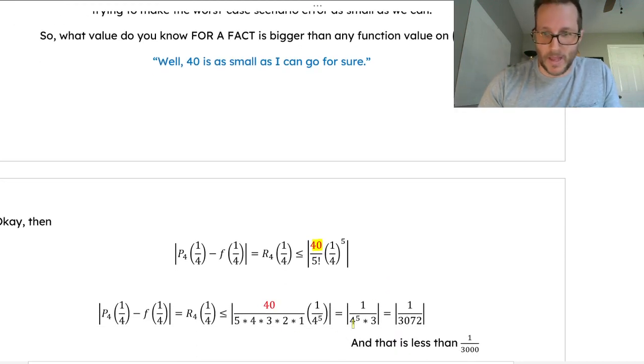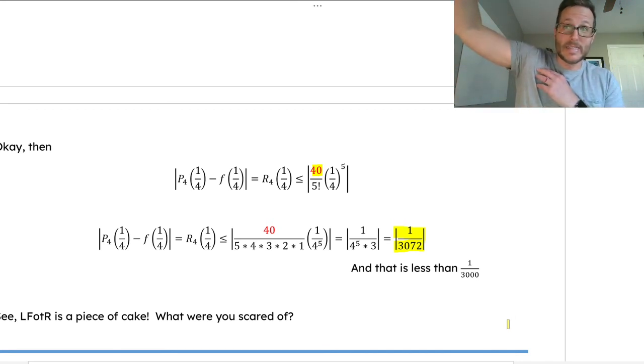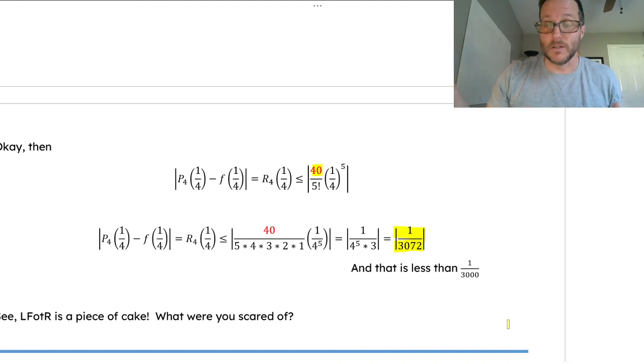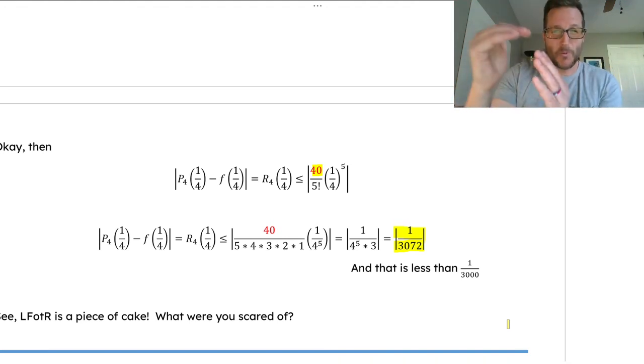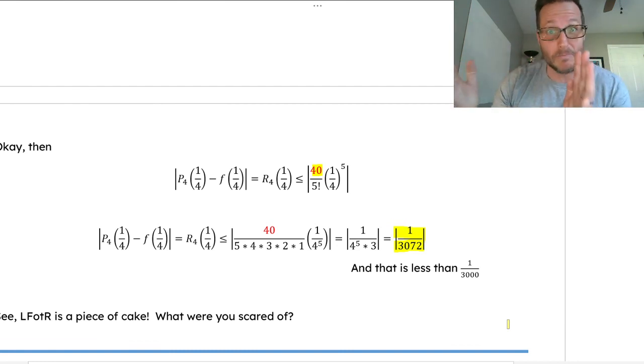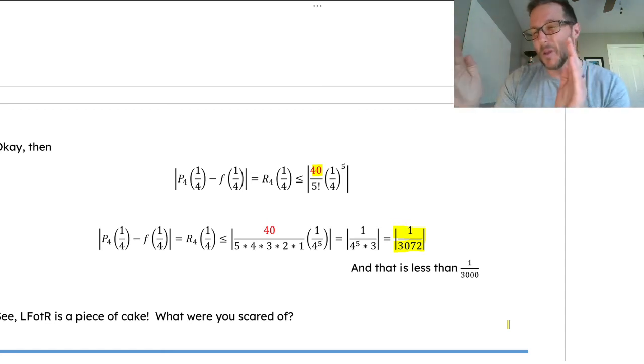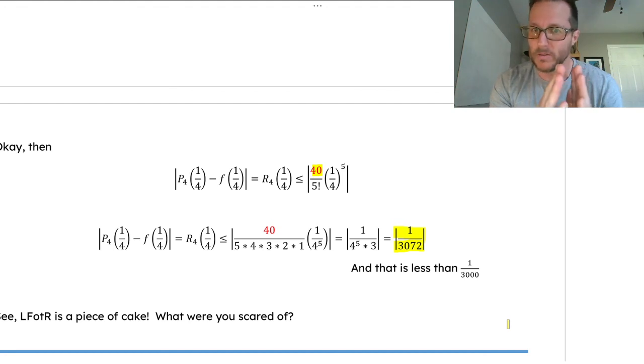So multiply it all out, simplify, I get that the 40 over 5 factorial times 1/4 raised to the 5th is equal to 1 over 3072. And folks, that's less than 1 over 3000, and that's what we needed to show, so we did it. If we go too big, then our error is bigger than 1 over 3000. If we go too small, remember, going too small doesn't help you, because if you make your error too small, you may not get the actual value. There's an exact value. We can go just a little bit bigger and that's okay, but we can't go smaller.